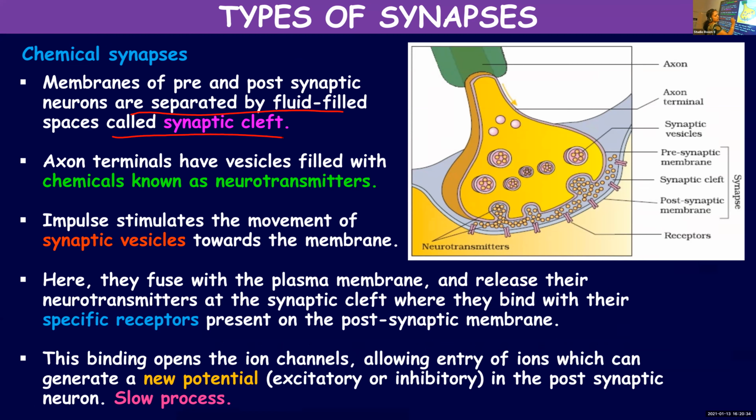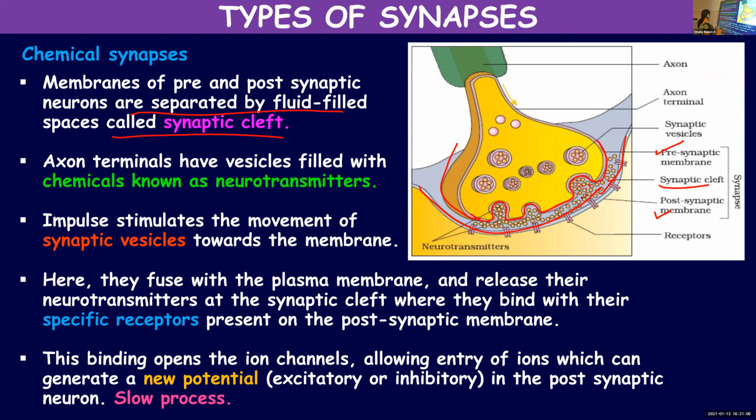So here you can see the presynaptic membrane. This is the ending part of one neuron, whereas this is the beginning part of the other neuron, presynaptic, and this one is postsynaptic. And in between these two, you can see the synaptic cleft, which is filled with some substances that we will discuss.